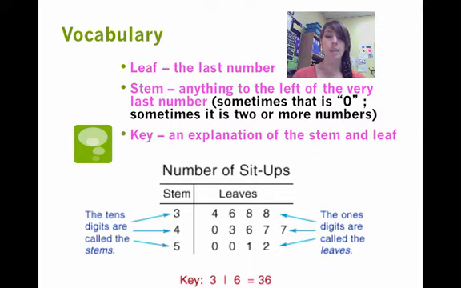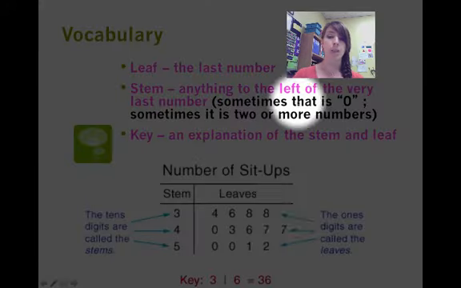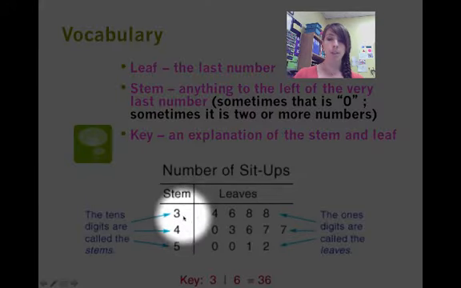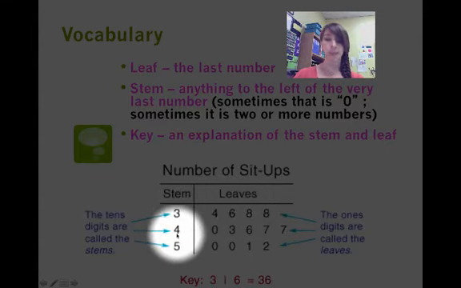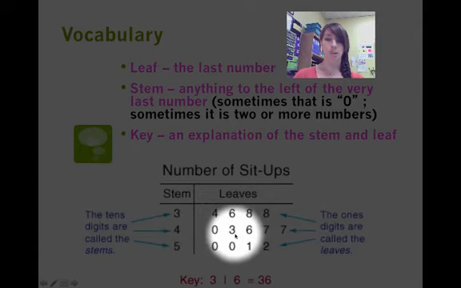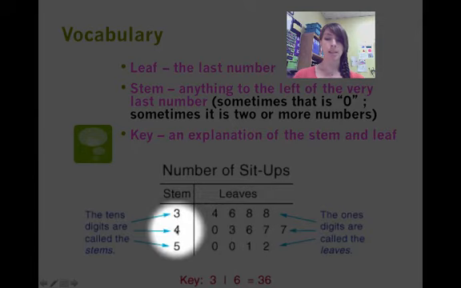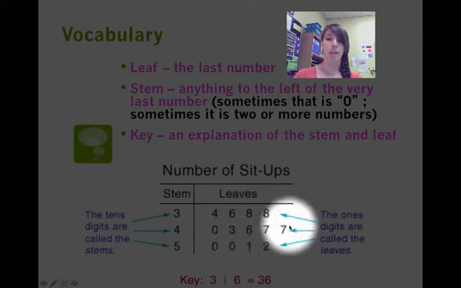And then the key is just an explanation to guide everyone and to be able to read these numbers. So here's what we have. We have a whole bunch of numbers here. On this one, 3 is the stem and 4 is the leaf. So we have 34. Then we have 36 because you use the same stem and you go to the next leaf. So it's still 36, 38, and 38. And then we move down to the 40s. 40, 43, 46, 47, and 47.